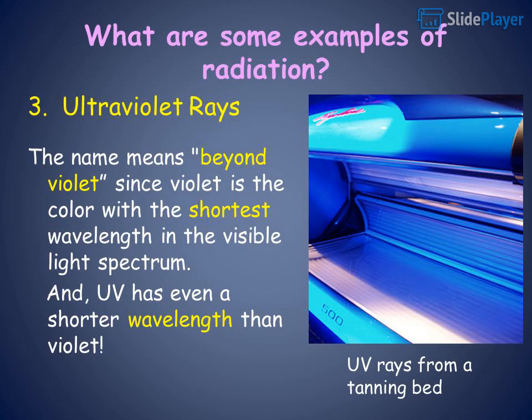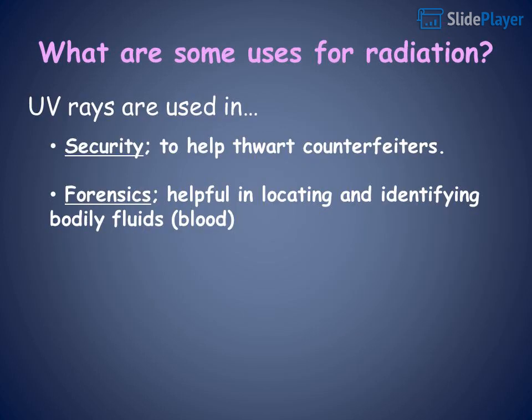What are some examples of radiation? 3. Ultraviolet rays. The name means beyond violet, since violet is the color with the shortest wavelength in the visible light spectrum, and UV has an even shorter wavelength than violet. UV rays come from a tanning bed. What are some uses for radiation? UV rays are used in security, to help thwart counterfeiters, and in forensics, helpful in locating and identifying bodily fluids, blood.